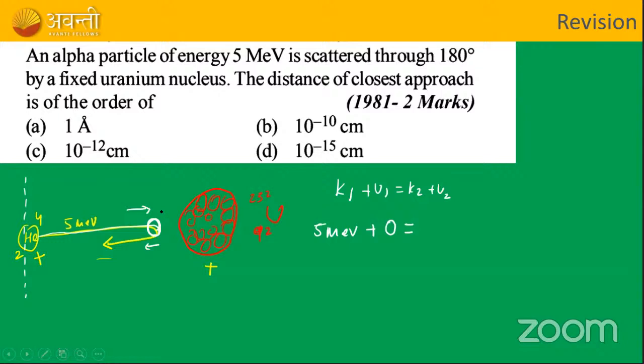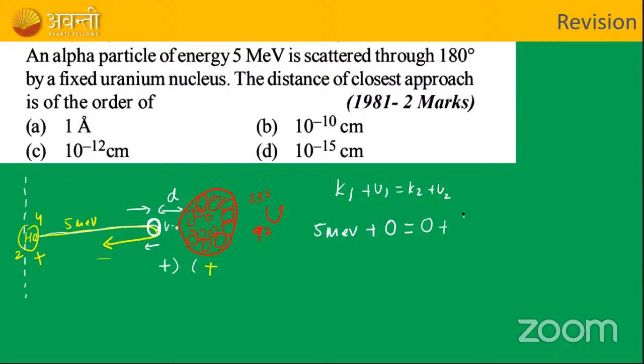Always remember from the kinematics chapter, whenever there is a change in direction, velocity becomes 0. So therefore kinetic energy is also 0 here. Plus, what is the potential energy? They can't touch each other because both of them are positive. They always repel each other. So the distance between these two is written as d. This d is called the closest distance of approach.